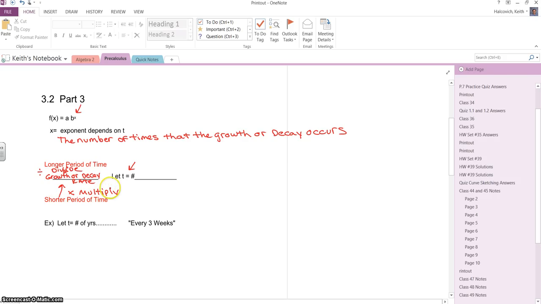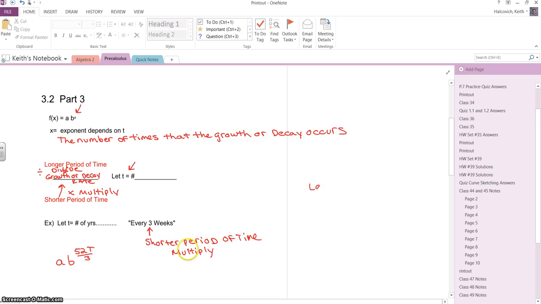So for example, here it says every 3 weeks, right? And then it says let t equal the number of years. Every 3 weeks is the growth or decay rate. This is a shorter period of time than the t, so you compare the growth rate to the t. Since it's a shorter period of time, we're going to multiply. So then you have to figure out, well, how many weeks are in a year? There are 52 weeks in a year, so it'd be 52t. However, it only happens every 3 weeks, so you have to divide by 3. So that would be your exponent for the function.